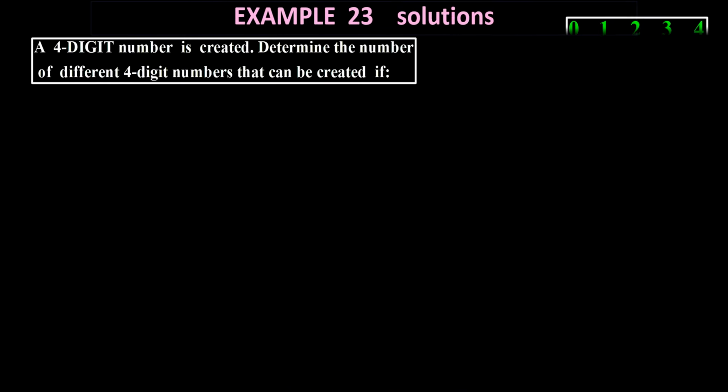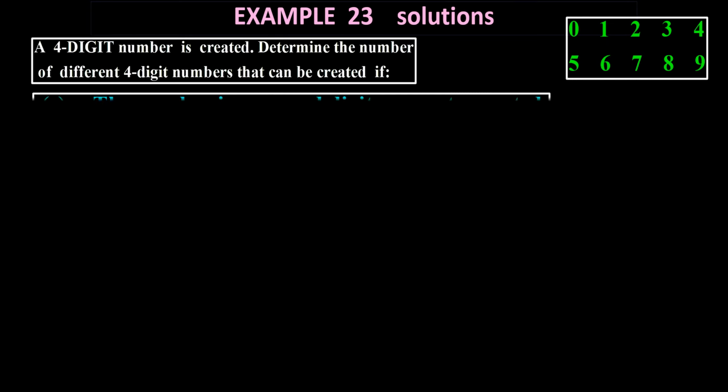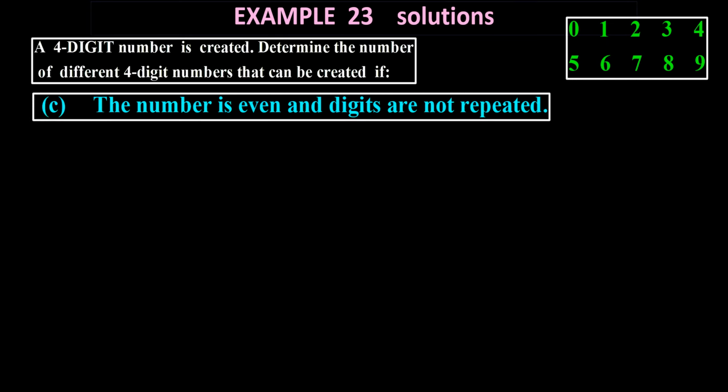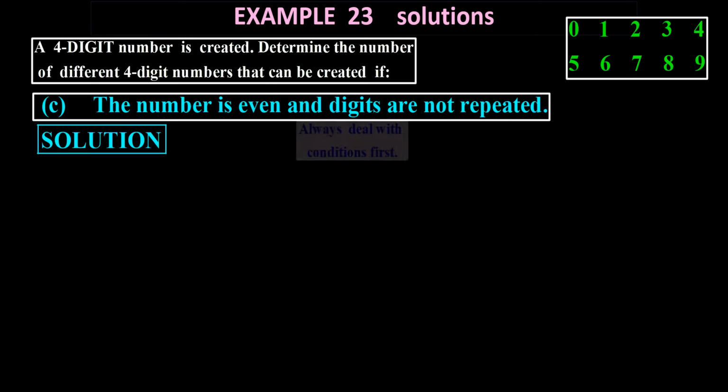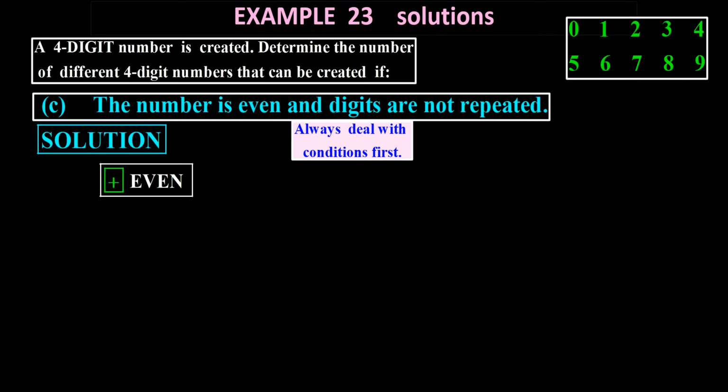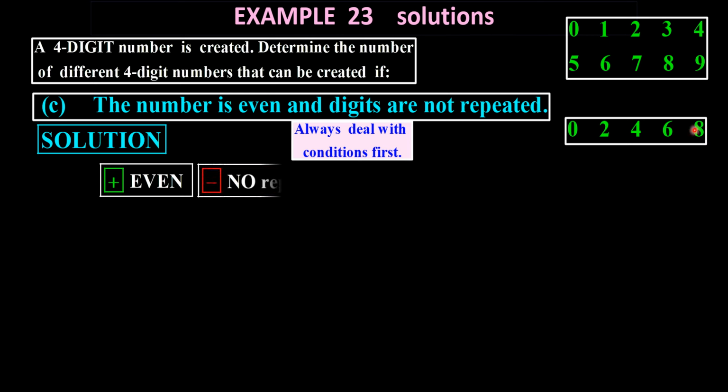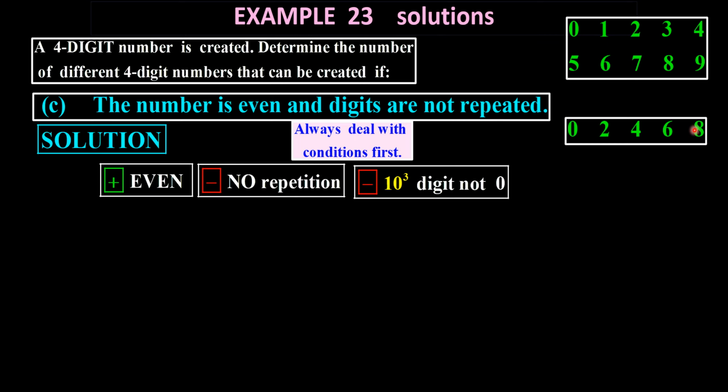Let's look at the third example question here. There's my digits there, and now it says the number needs to be even and the digits not repeated. So let's make a note of that. So our conditions here is it must be even, and what will indicate it even? The unit digit there. And so in the unit digit I can either have a 0 or a 2 or a 4 or a 6 or a 8. Okay? But also remember that it says there no repetition is allowed.